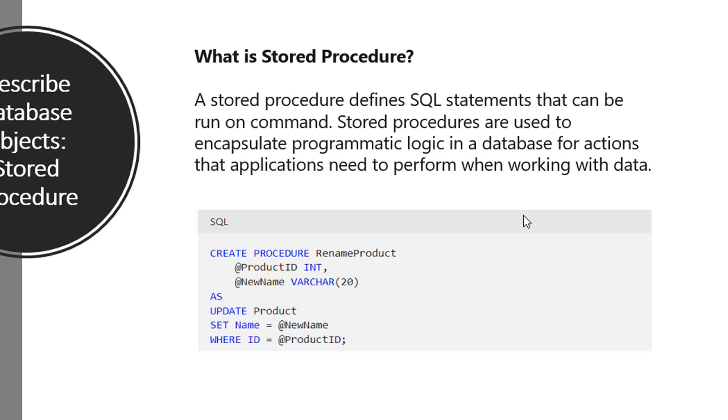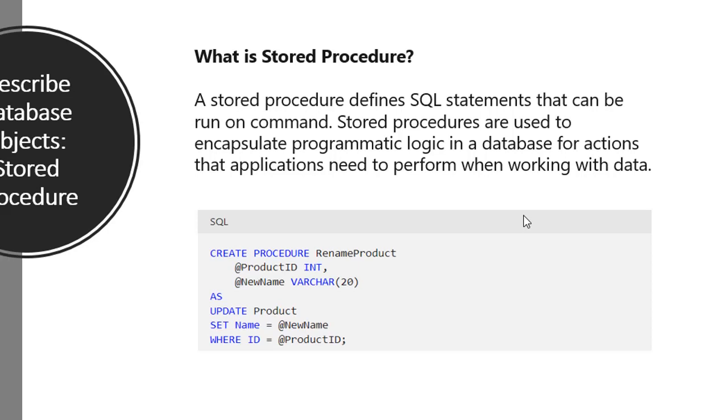So let's take this example. In this example, we have created a procedure with the name rename product. We are passing the name of the product and the product ID. So in this procedure we update product set name equals new name where ID equals product ID. The product ID and name are passed as parameters whenever we execute this procedure. If we are executing the procedure from 4 different places, we can pass different product IDs and different names, right? That way we can use this procedure.